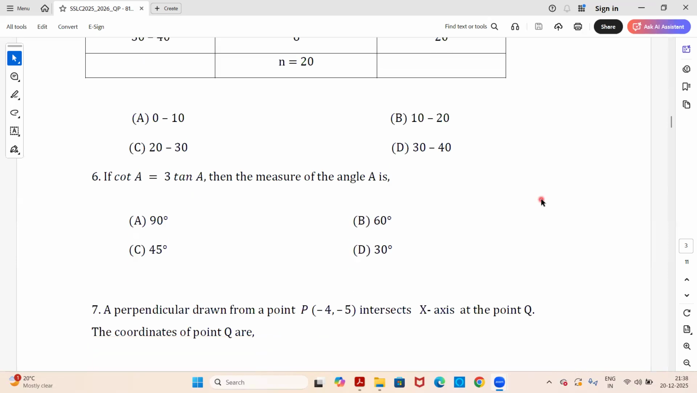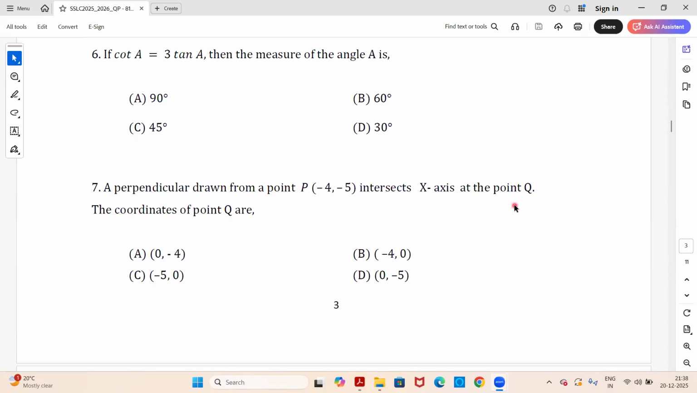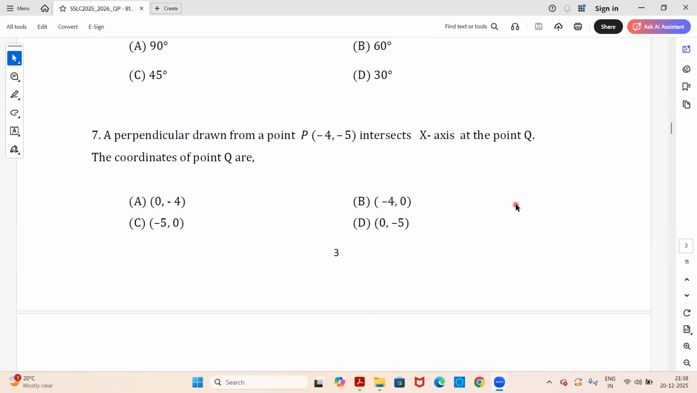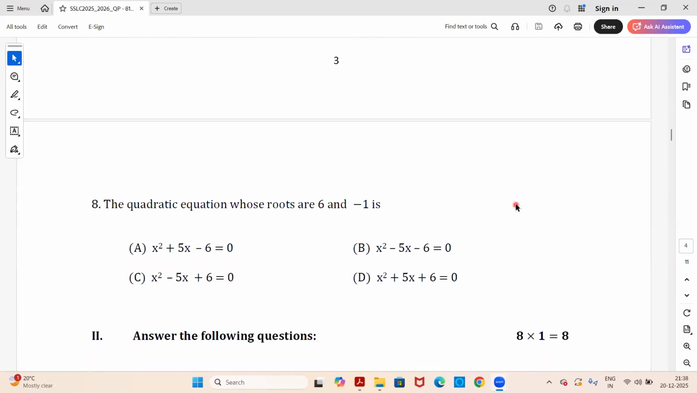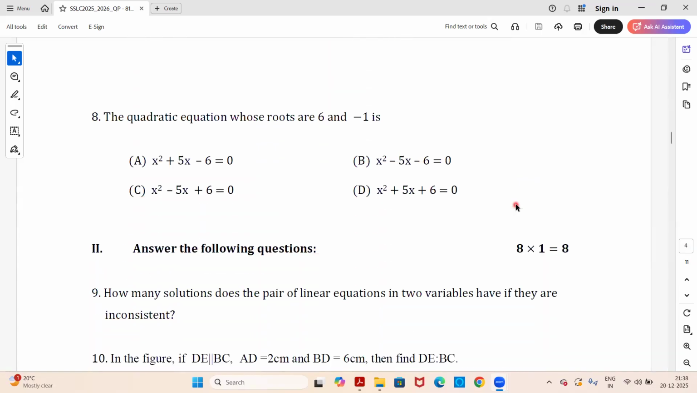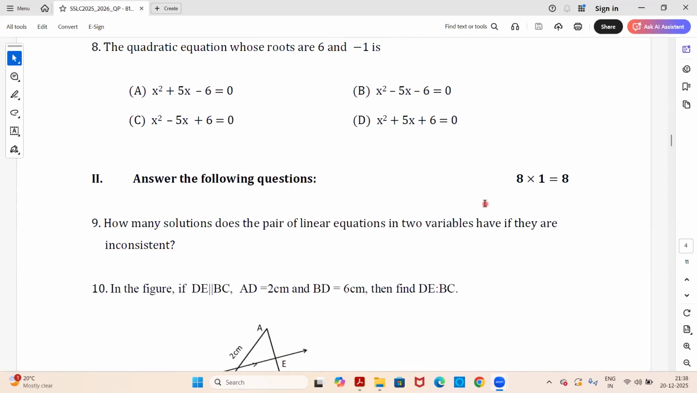Then sixth, then seventh question, and the last is the eighth one. A quadratic equation question is given. So these are the topics which they have basically asked in your first main question, that is MCQs.